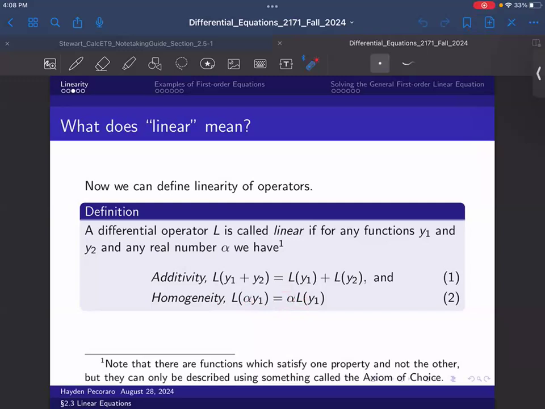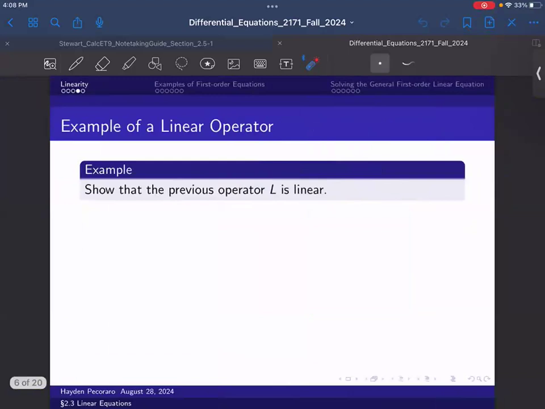Okay. Little footnote here. You can have things that satisfy one and not the other, but they're hard to construct. So generally you will see anything that is additive will also be homogeneous. It's very, very rare to see anything that's one and not the other. Okay.